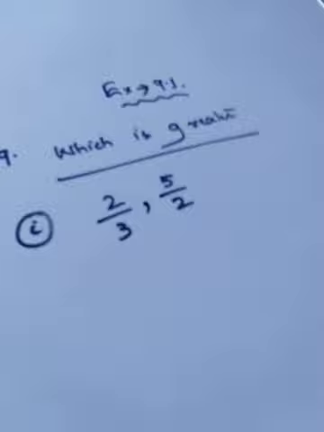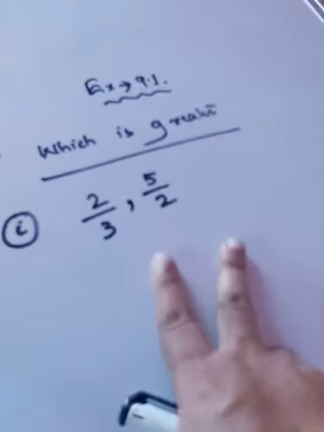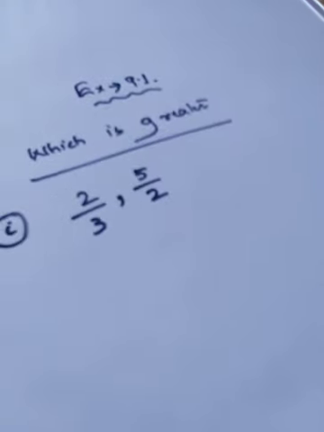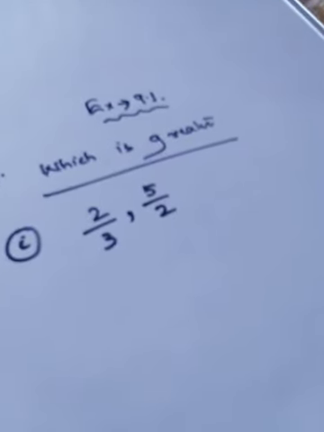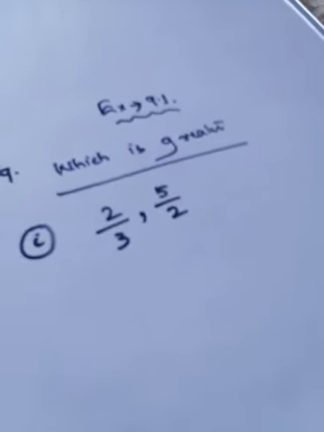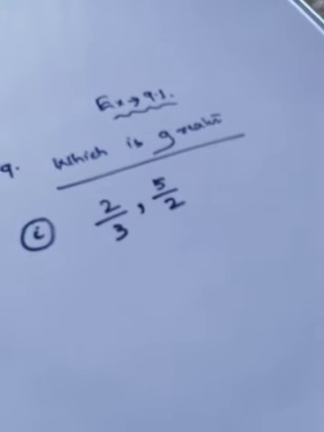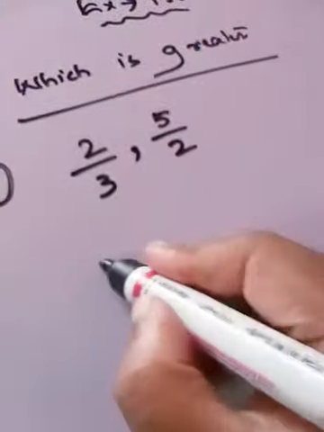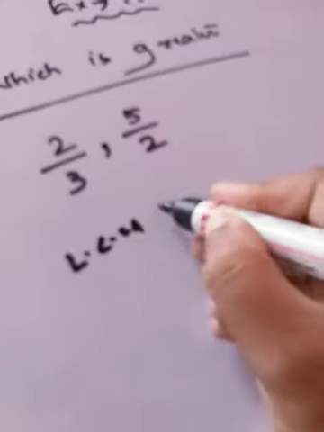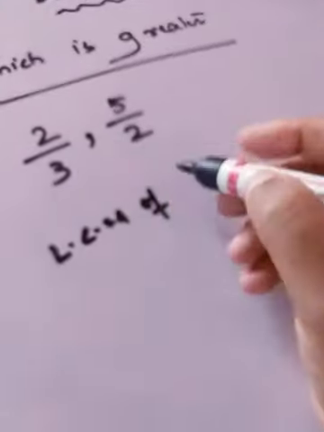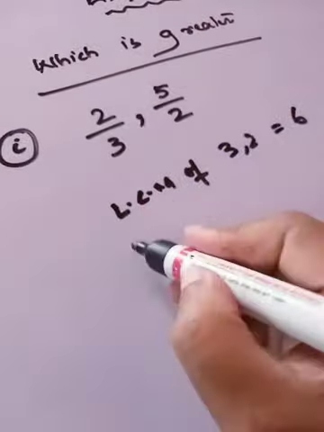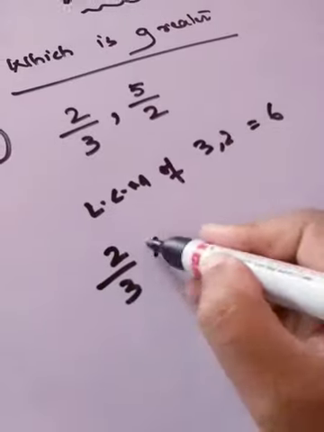Now, the first thing we do when comparing any 2 fractions is to see whether their denominators are the same or not. If the denominators are not the same, then you have to make them similar. For that, the first thing you have to do is get the LCM of all the denominators. So how many denominators are there? 3 and 2. The LCM of 3 and 2 is 6.